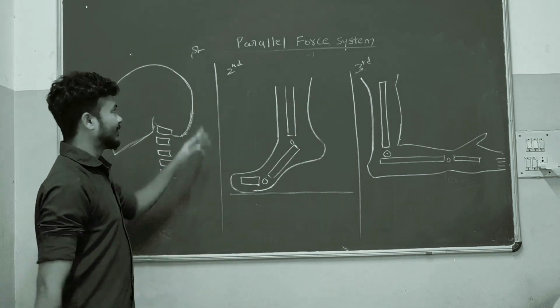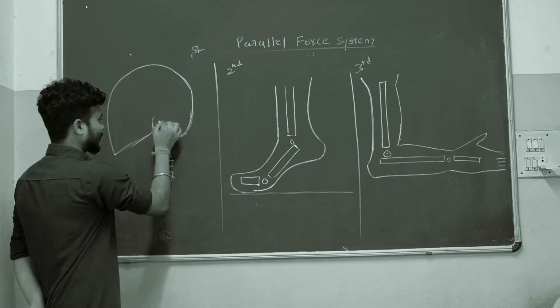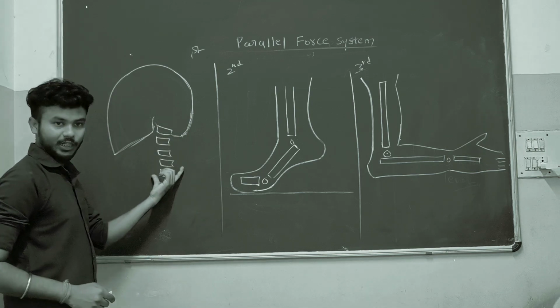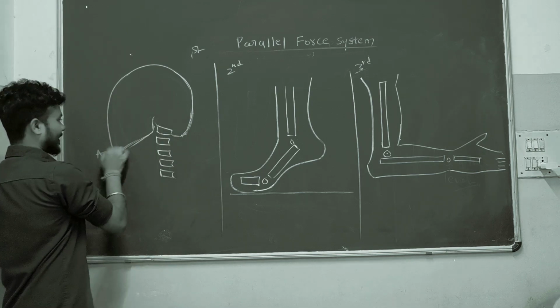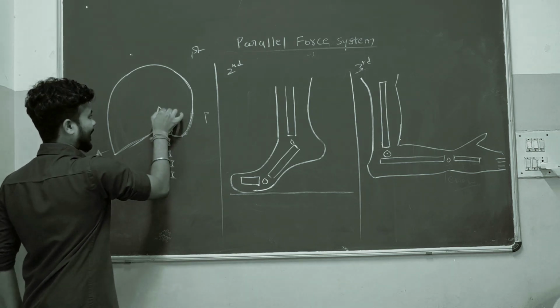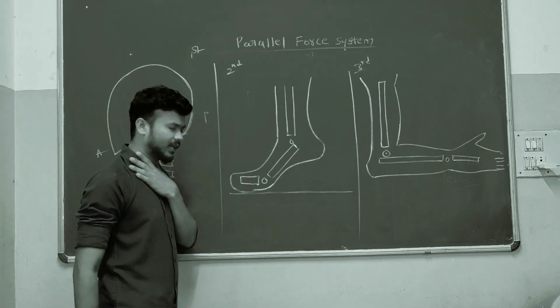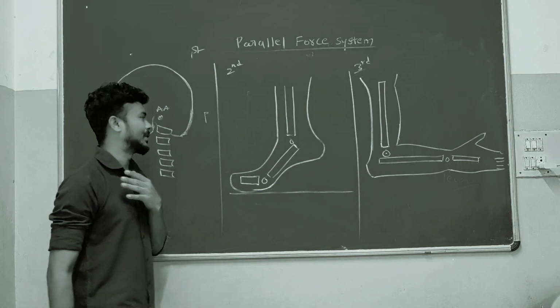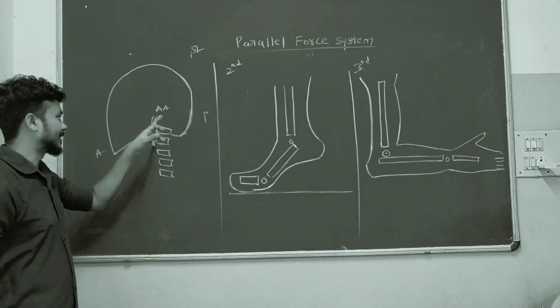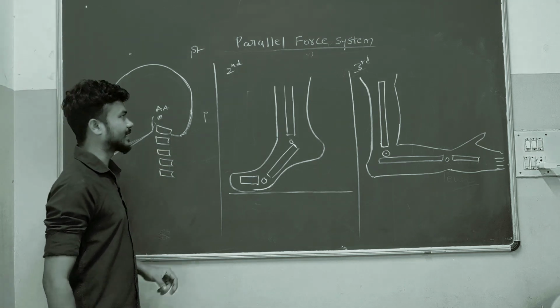First order lever: the axis will be in the center. So here this is our cervical spine. This is the head. This is anterior. This is posterior. So the axis will be over the atlantoaxial joint for the flexion extension movement.